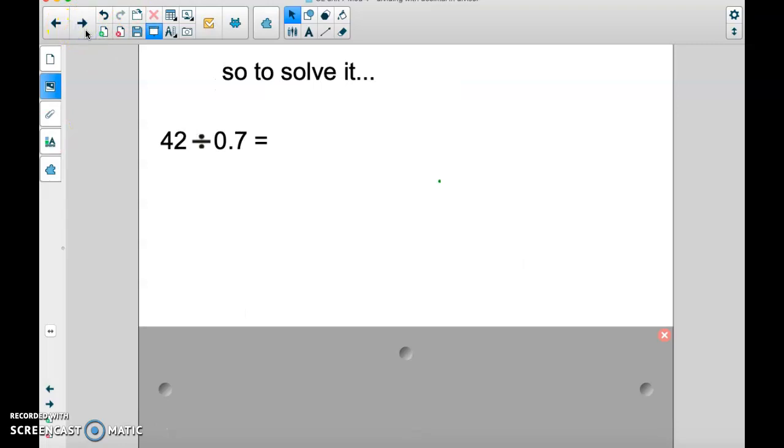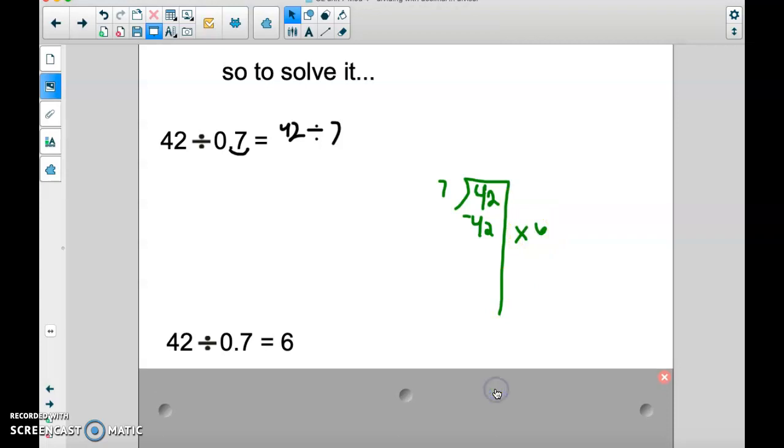So if we go and solve it, right? We have 42 divided by 0 and 7 tenths. Well, we don't know how to solve this. If we think about multiplication, what's the first thing we did when we got a multiplication of decimals problem? We got rid of the decimal. So same thing we're going to do here. I'm going to move this out one place value. That's going to turn my problem into 42 divided by 7. Now, if I go and solve that, I get 6. So 42 divided by 7 tenths is equal to 6.